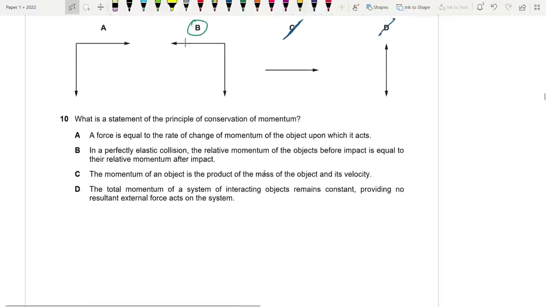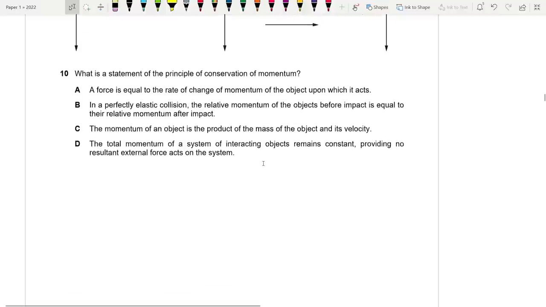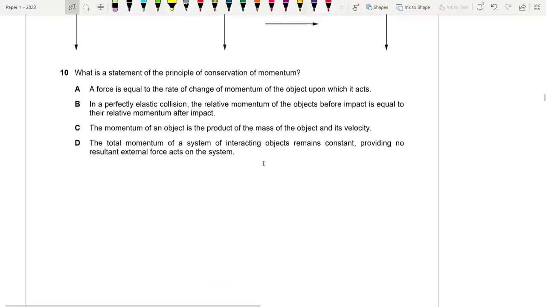10. What is the statement of the principle of conservation of momentum? It states that net momentum is conserved before and after collision, given that no resultant force acts on the system. So a force is equal to the rate of change of momentum. This is not the law. This is Newton's second law. In a perfectly elastic collision, the relative momentum of the objects before impact is equal to relative momentum after. No. It is applicable for all types of collisions, elastic and inelastic.